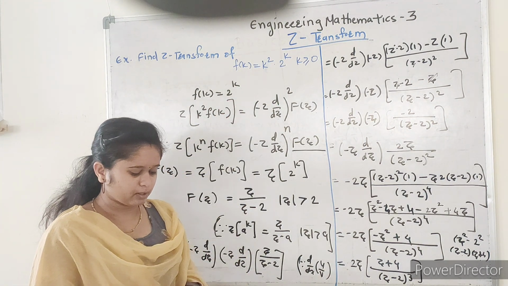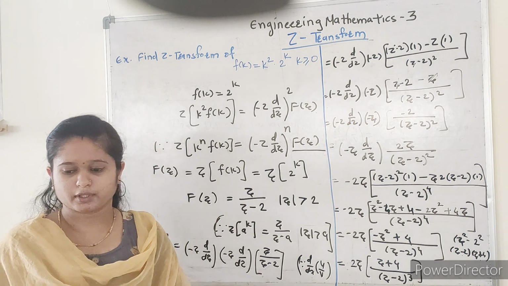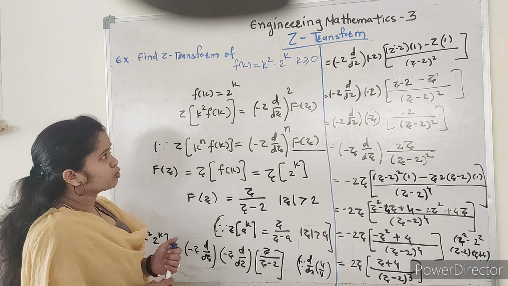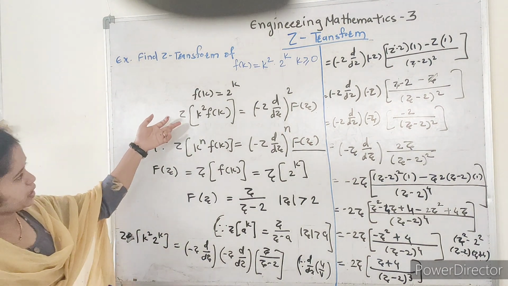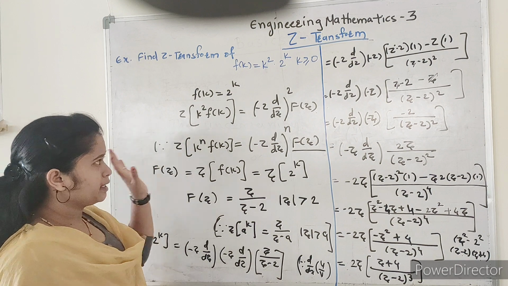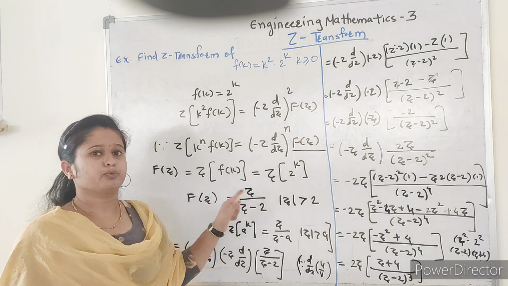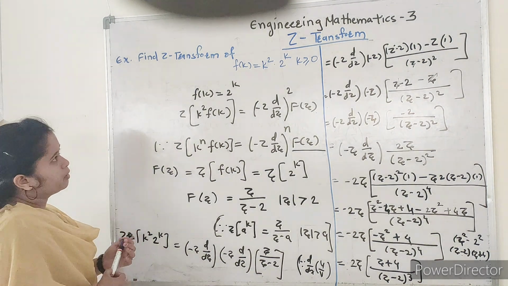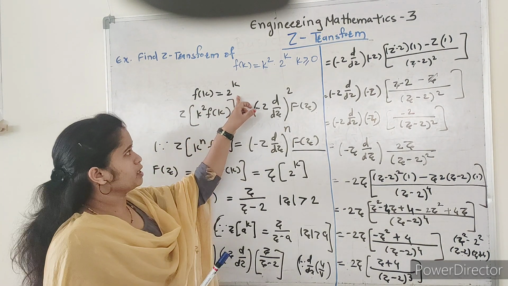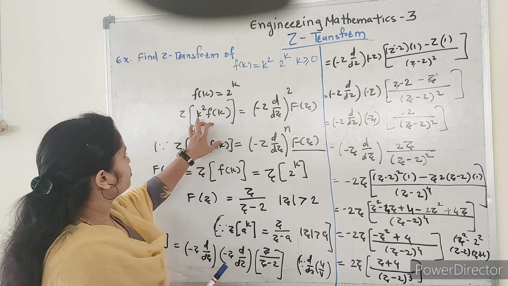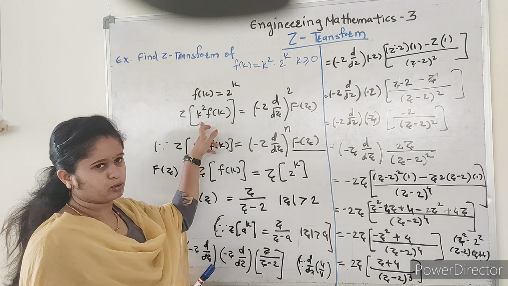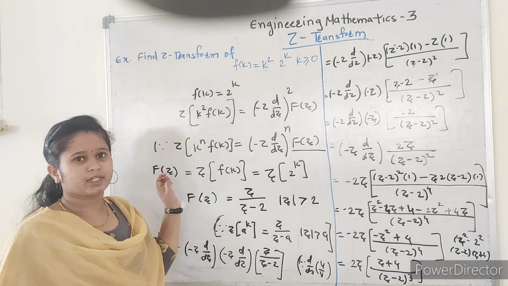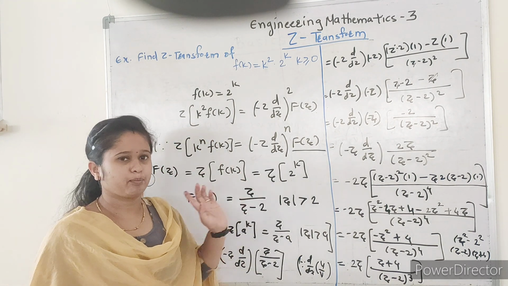Now we solve another example. Before that we take a revision. So what we do here? First we check which property we can apply here. Correct? So here we are given the sequence 2 raised to k, that means we multiply this sequence by k square. So which property is this? This property is the multiplication by k property.